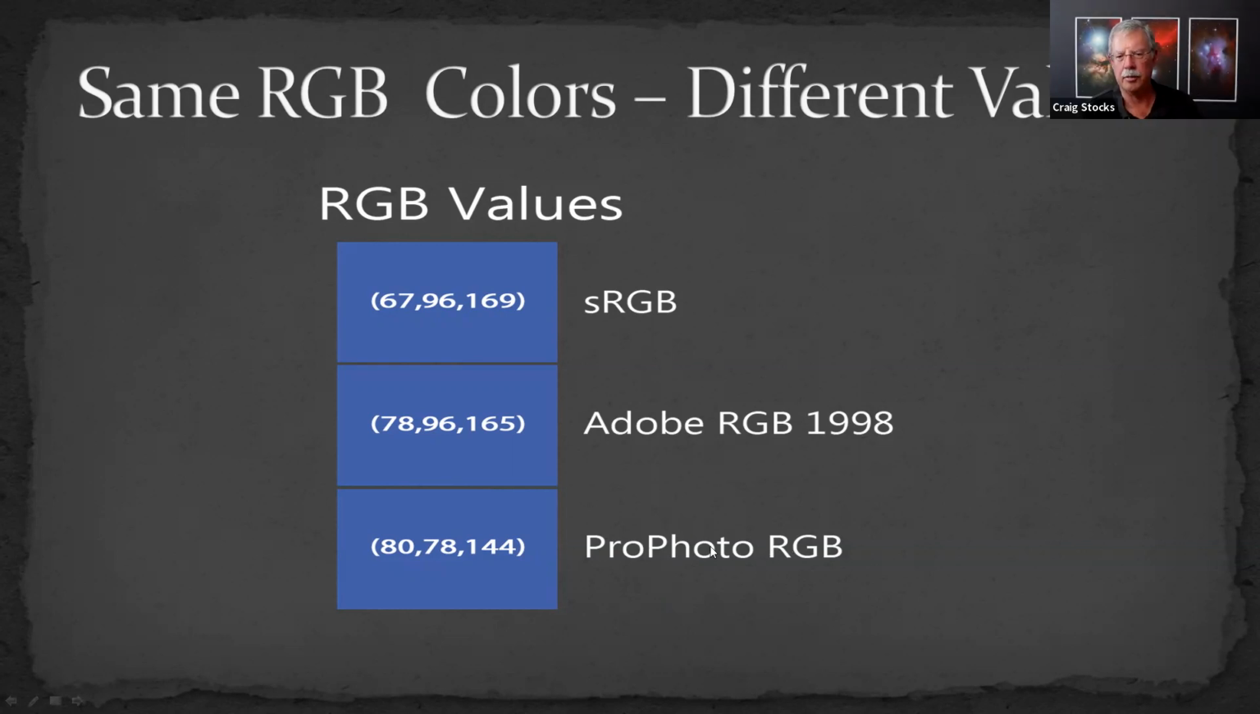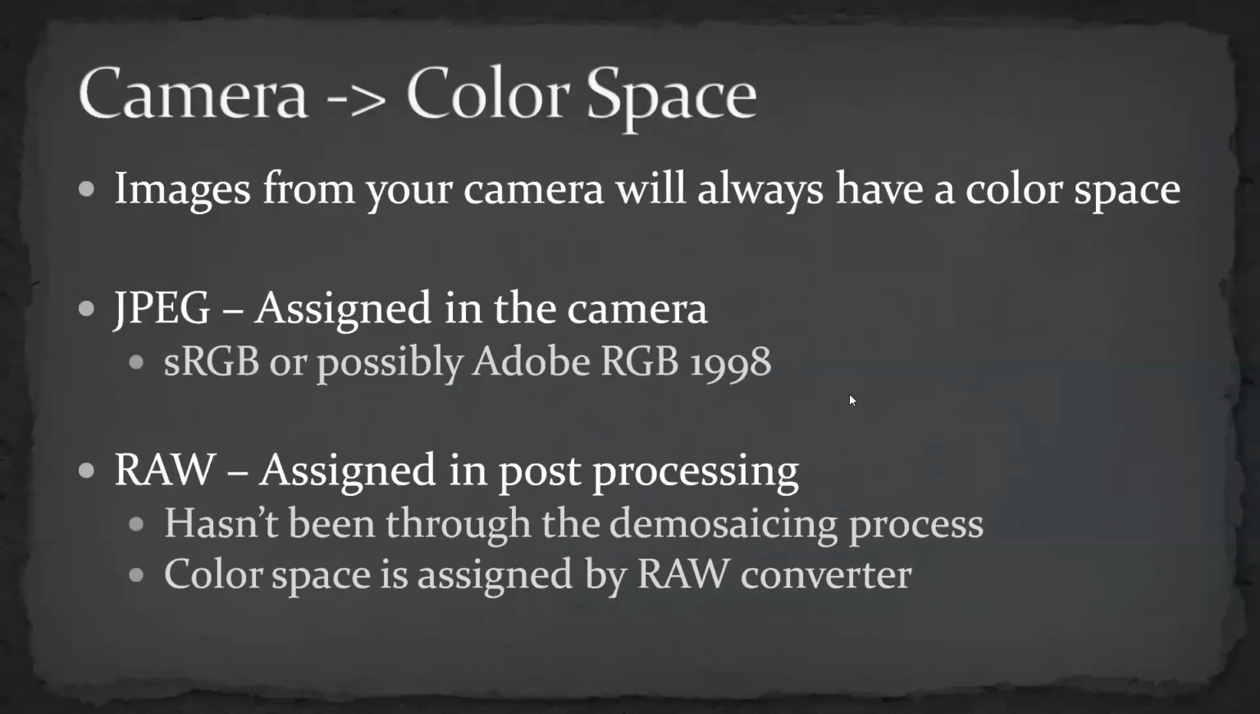And that's where you can run into problems, especially if you're working in ProPhoto. You'll have colors in your image that you can't see on your monitor. And if you try to down convert into sRGB for printing, for instance, the algorithms that do the conversion have to figure out what to do with those colors that don't have a corresponding color in sRGB. And generally, nothing good will happen in that conversion. Okay, thanks.